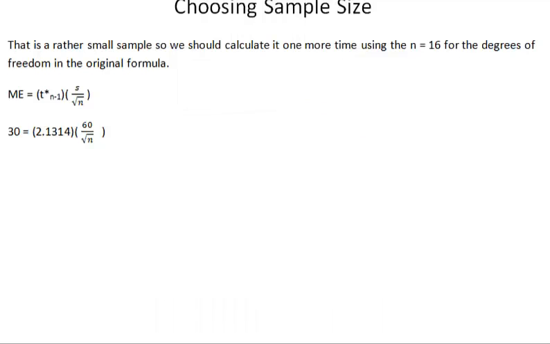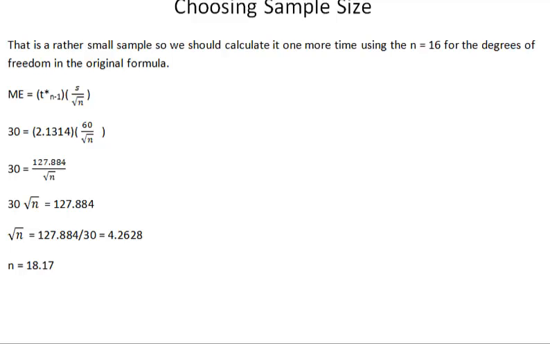And now that I've got that calculator out of my way, we can continue with this calculation like we were doing. 2.1314 times 60 is about 127.884. Doing the same exact math that we were doing a moment ago, trying to solve for N. Again, 30 times root N is going to equal the number that was on top. So the square root of N is going to be that number divided by 30, or about 4.2628 in this case. That's not a whole lot off of the 4 that we had originally. But this time N does come up to be about 18.17.